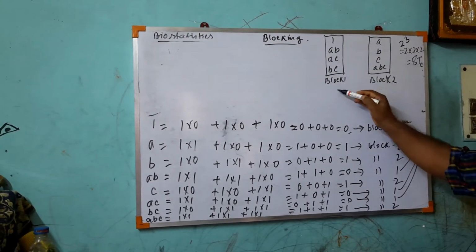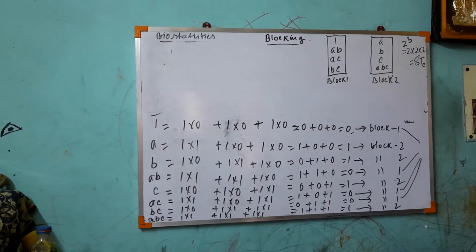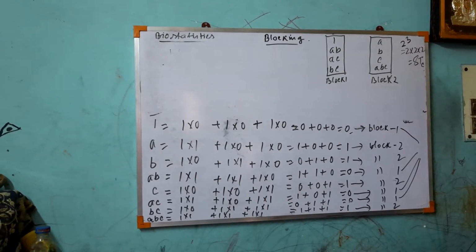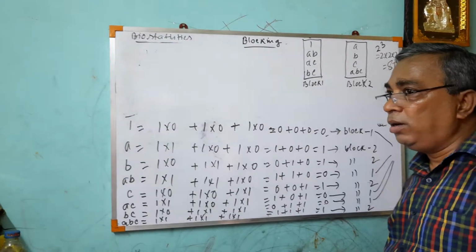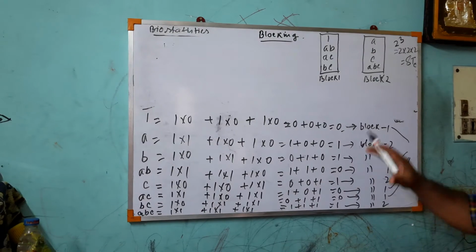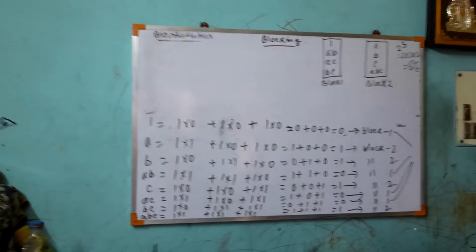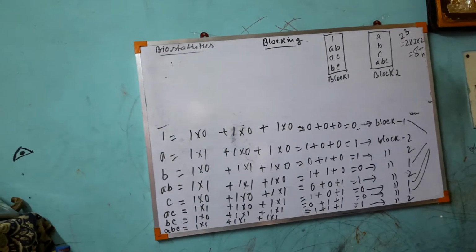This 4 treatment combination goes to block 1, and this 4 treatment combination goes to block 2. That means we have arranged the treatment combinations into block 1 and block 2 by the linear combination method. Okay, this is the case when ABC is confounded.